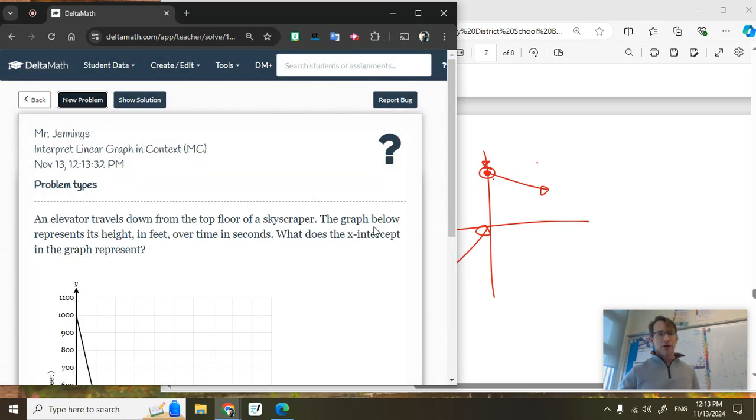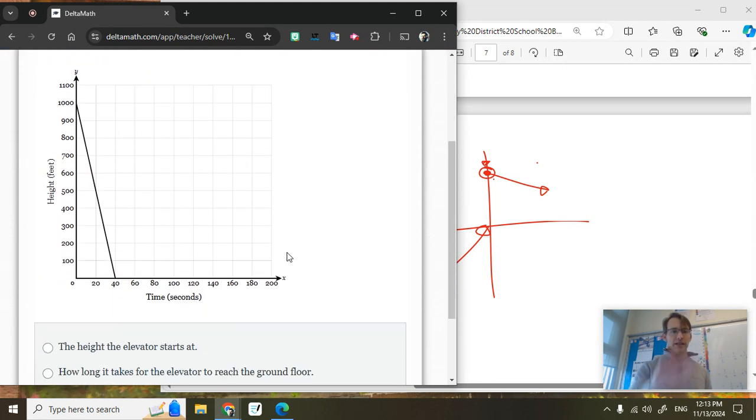Okay, an elevator traveling down from the top floor of a skyscraper. We see that it's going down in a linear manner. Actually, it looks pretty fast, like it goes down 1,000 feet in 40 seconds. Is that like 25 feet a second? Yeah, 25 feet a second seems really fast.